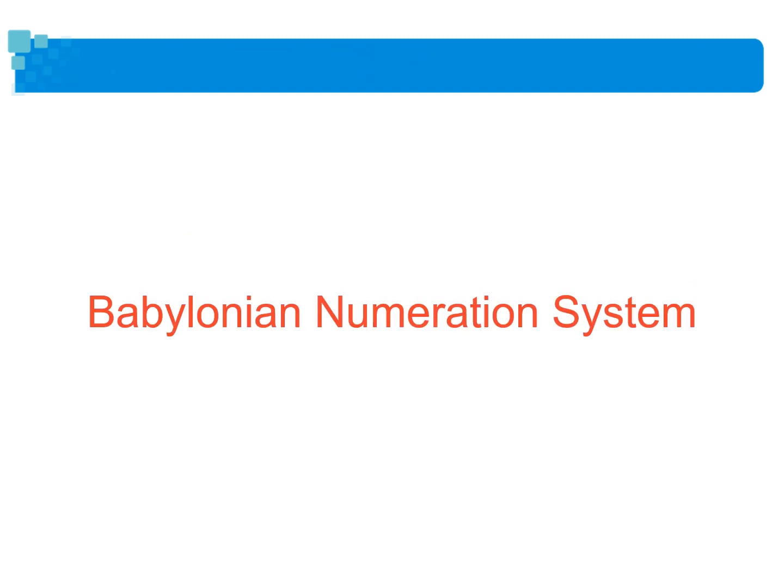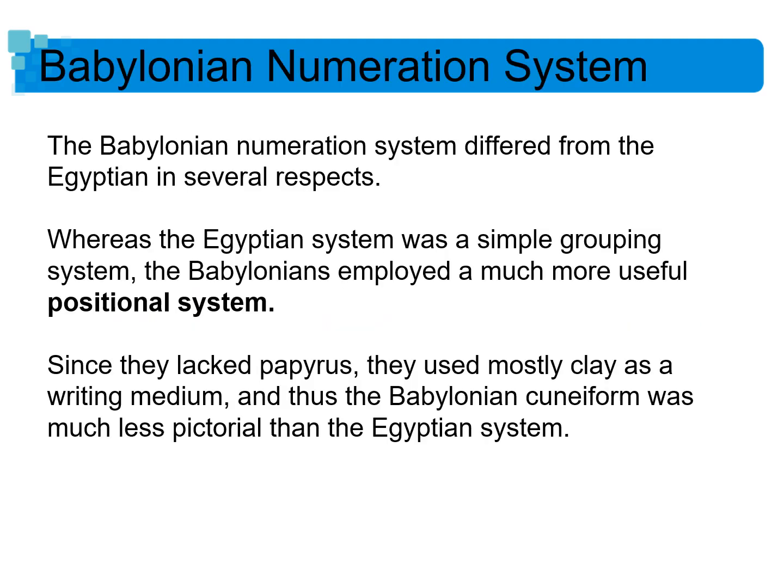Now we're going to take a look at the Babylonian number system. The Babylonians used a simple grouping system, and it was different from the Egyptians. They used more of the position of their symbols, which meant a whole lot more to them. They had simple symbols, but the position of those symbols meant a whole lot more. So you'll see what we're talking about here in a second.